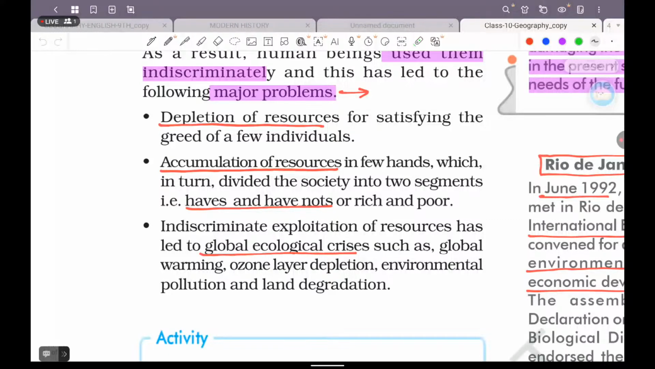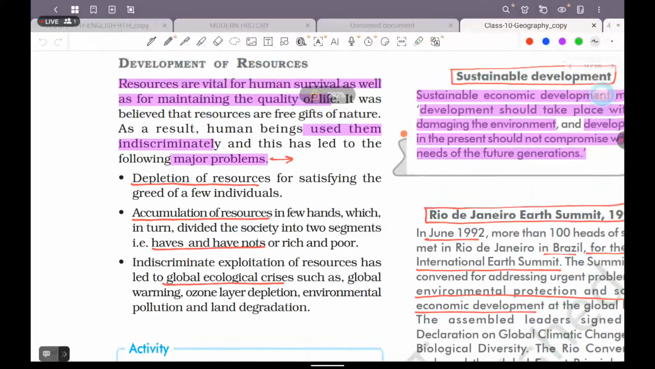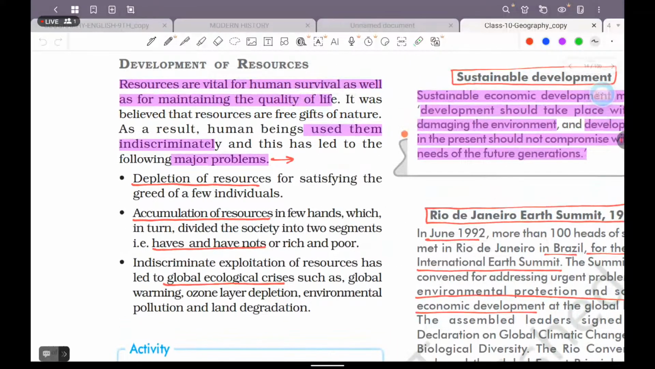We have to use them for human survival, but these resources should not be used excessively, otherwise they will create problems like depletion of the resources. It means that over-excessive use of the resources reduces their reserve, and the accumulation of the resources is in a few hands, and the third is that it led to the global ecological crisis.